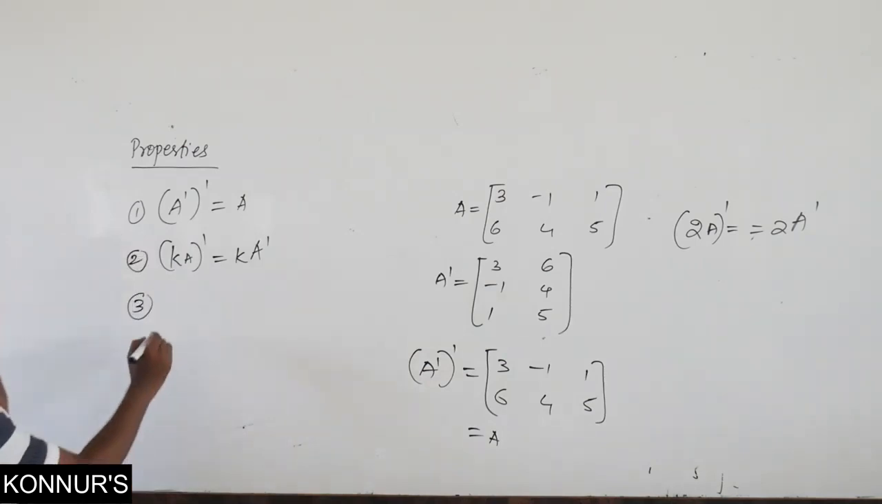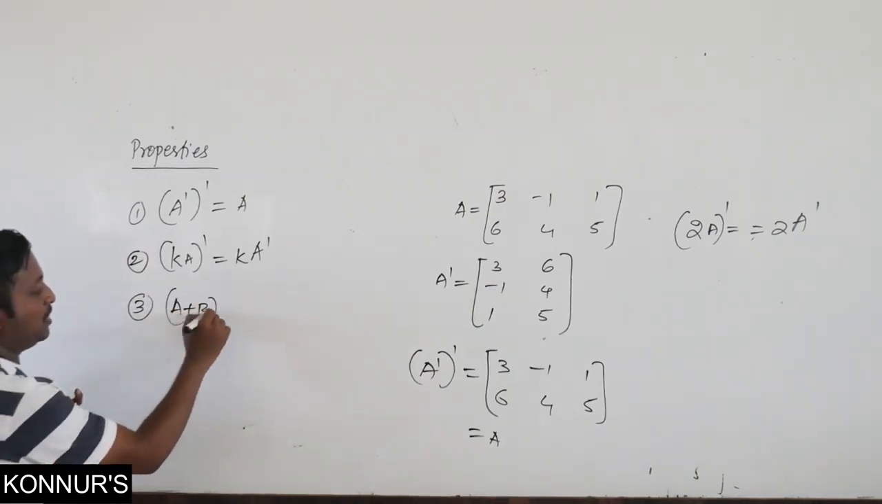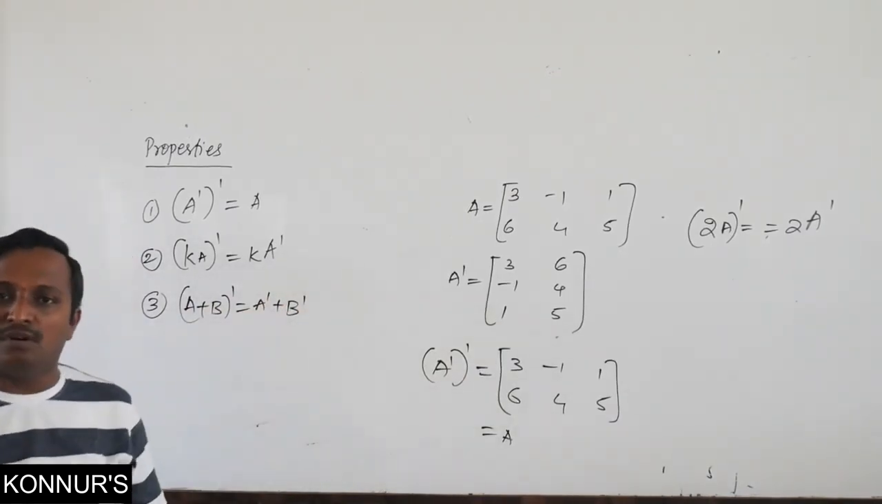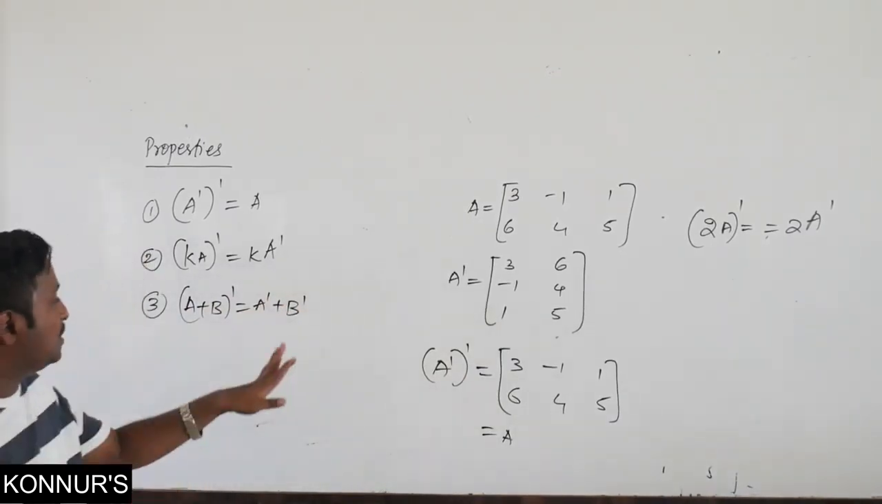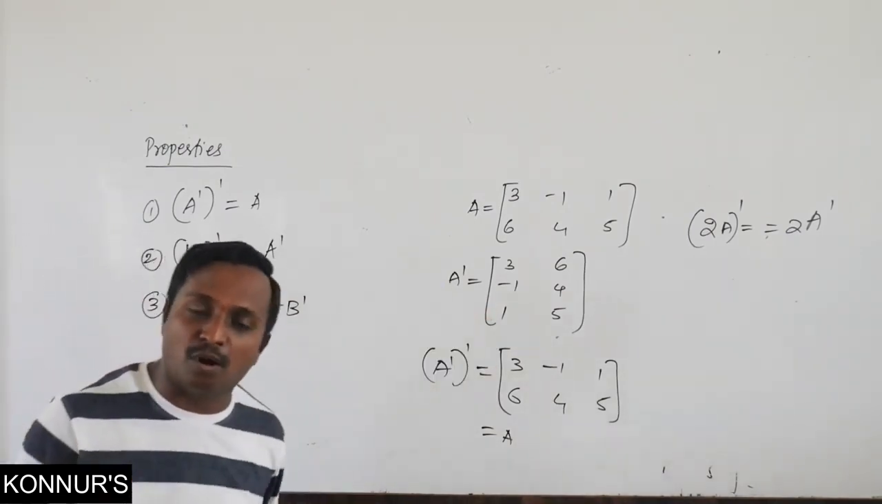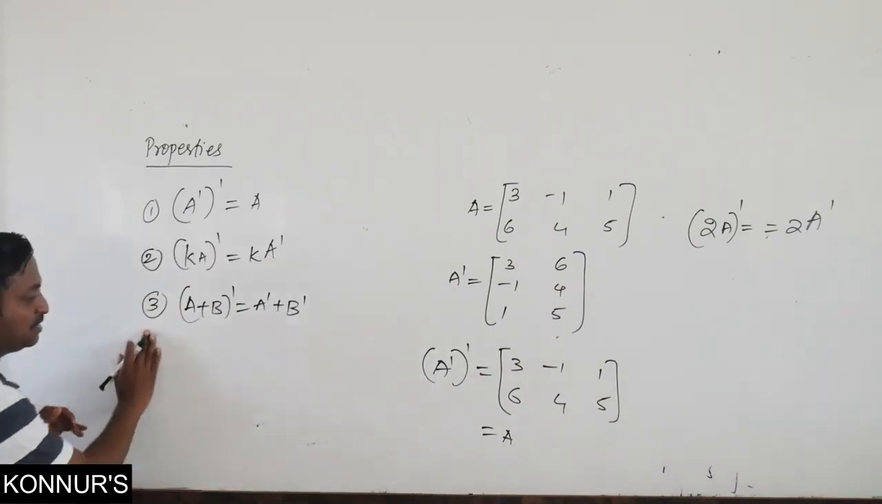Now, next property. That is A plus B whole dash is always equal to A dash plus B dash. We will verify, we will check it now. We will discuss the problems next after completing this property.